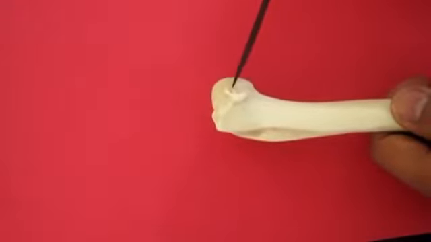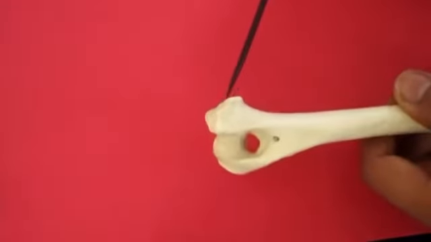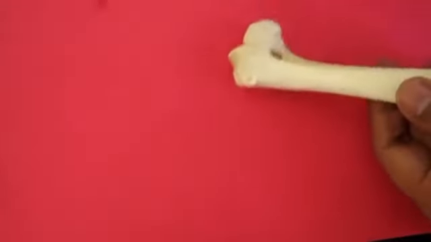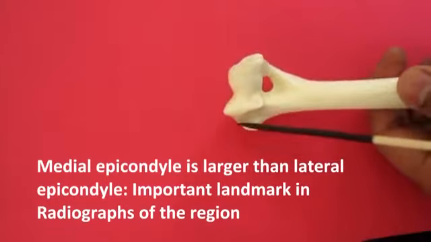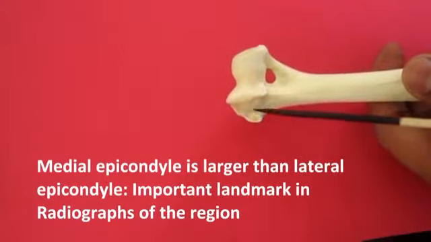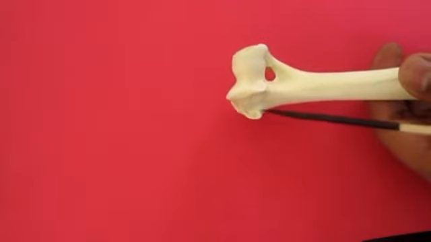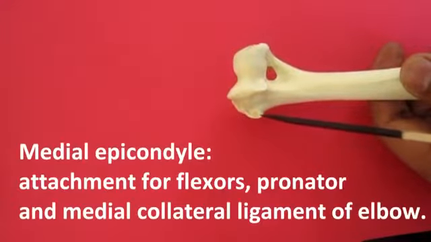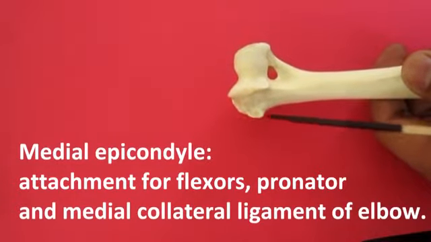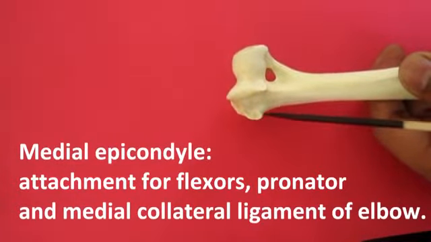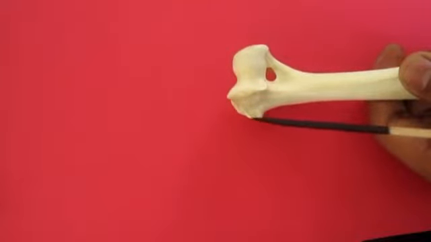This is the medial epicondyle, and it is much larger, and this is also an important landmark on radiographs. You can see on the radiographs this medial epicondyle is much larger. It gives attachment to the flexors of the carpus and digital flexors, and also to the pronator muscle and the medial collateral ligament of the elbow joint.